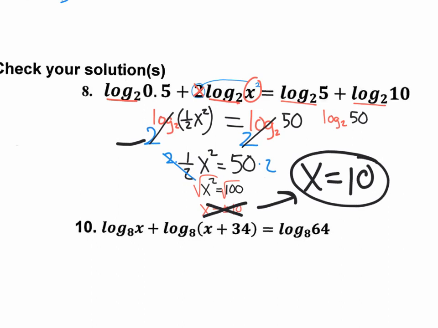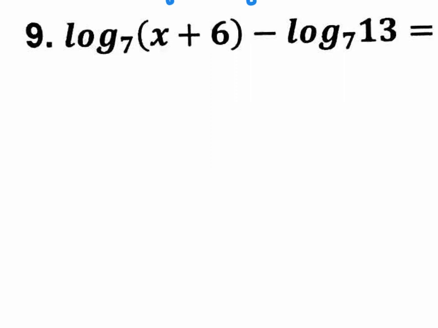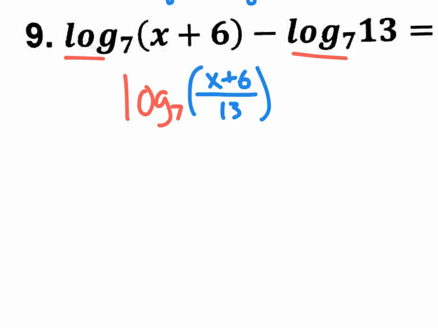Let's move to number 9. Number 9, again, we're going to be using the properties. Let's focus in on the left side first of the equation. We do have a log base 7 here and a log base 7 there. And we're going to condense it using the quotient property, not the product property. This is a minus sign, so we're going to use the quotient property. So log base 7 and log base 7 is going to become one single log base 7. And the quotient property means you're going to take this one and divide it by this one. So it will be a fraction right here, x plus 6 over 13.